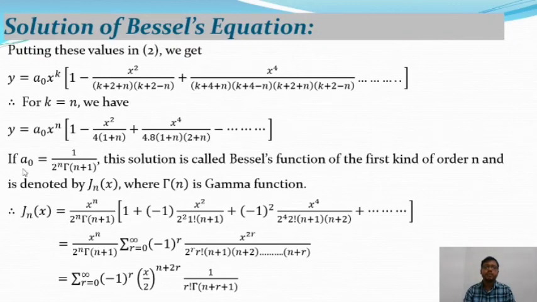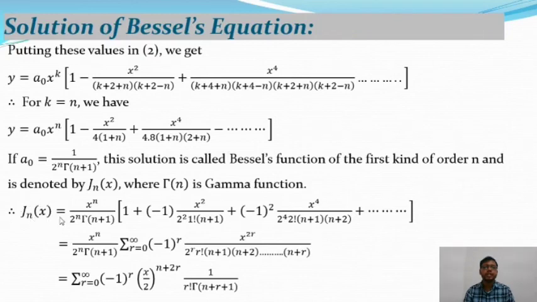So if we take a0 is equal to 1 by 2 to the power n into gamma of n plus 1, this is the gamma function, and this solution is called the Bessel's function of the first kind of order n, and is denoted by Jn of x, where gamma of n is the gamma function. So therefore Jn of x is the Bessel's function of the given series. Therefore the solution of the given Bessel's equation is equal to the Bessel's function.